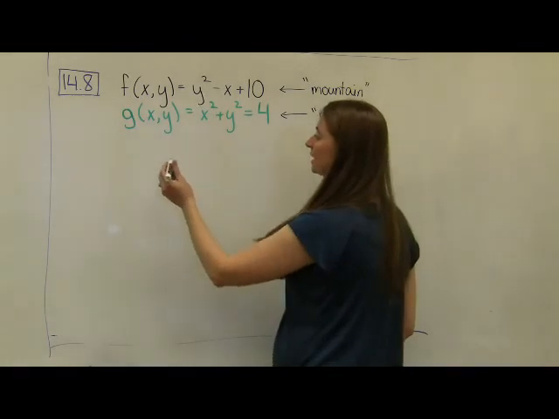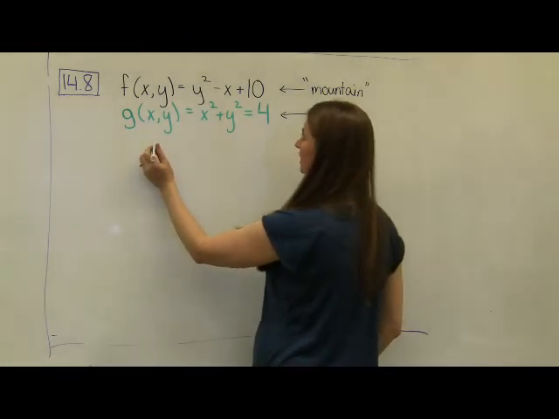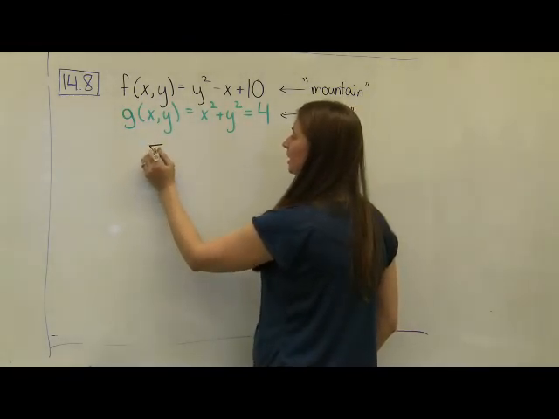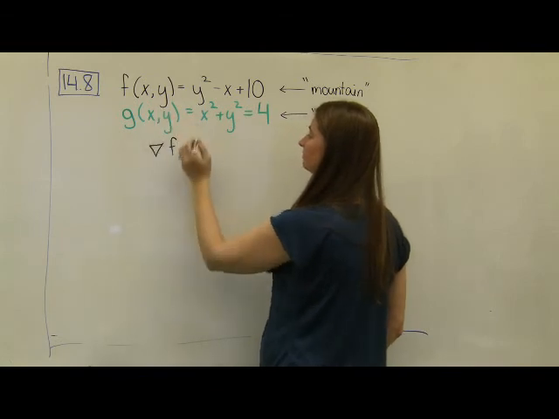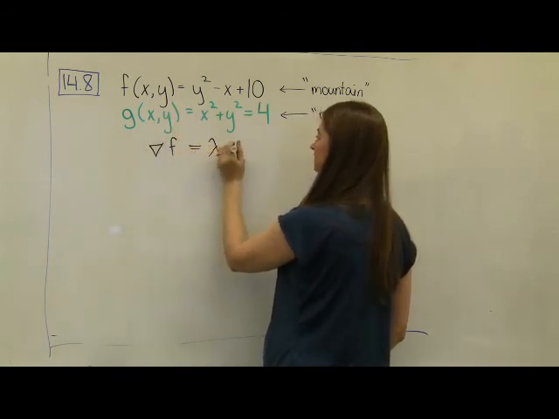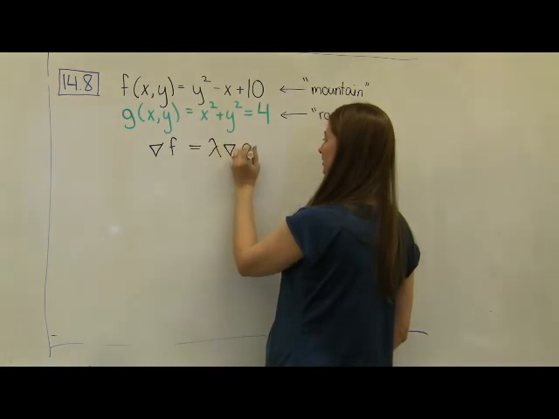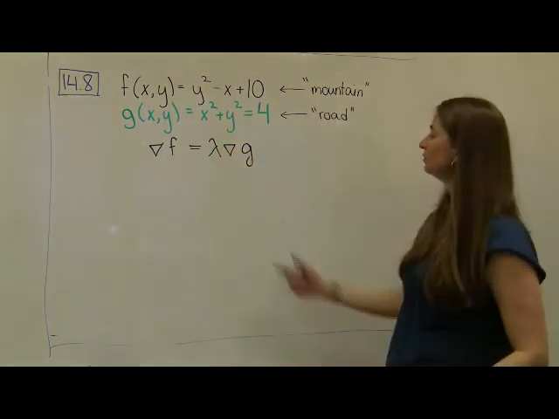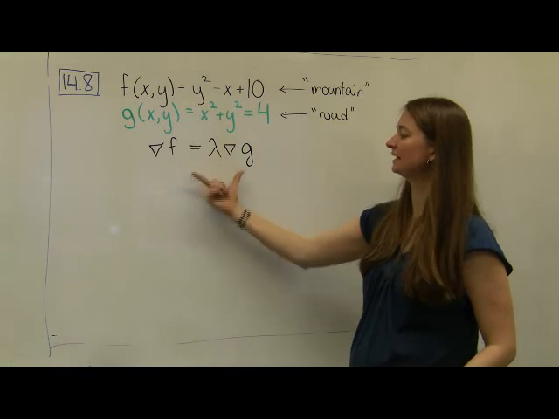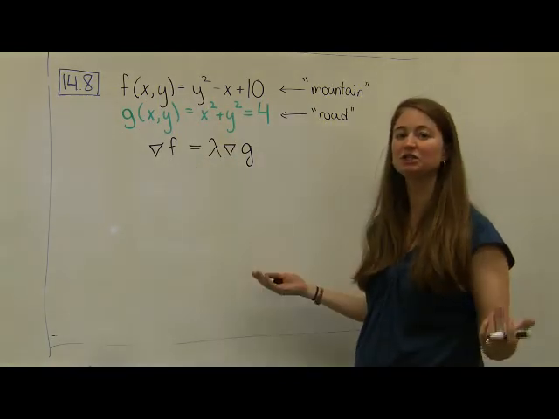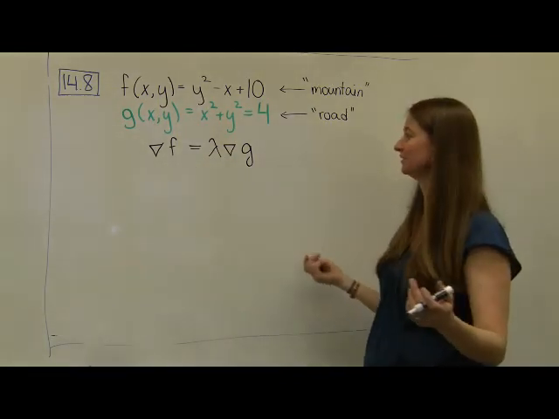But let's go ahead and use our Lagrange multiplier method. I'm going to find the gradient of my f function, and I'm going to set that equal to lambda times the gradient of my g function. And when I set these equal to each other, I'm going to get a whole system of equations, and we're going to do a bunch of algebra, and then we'll come up with a solution.